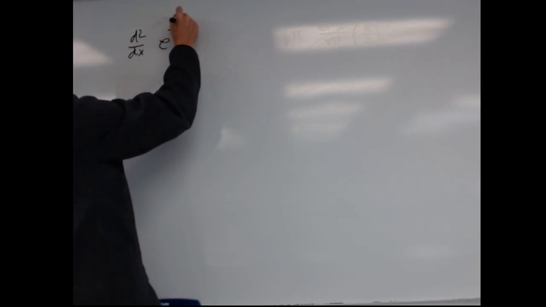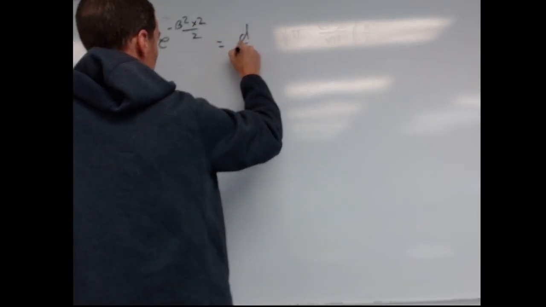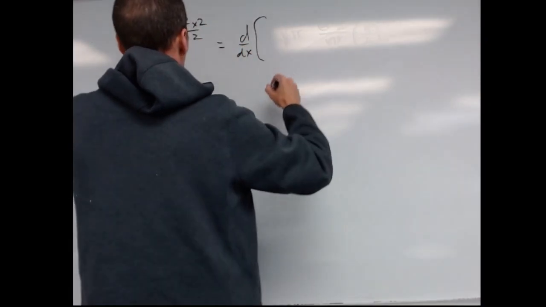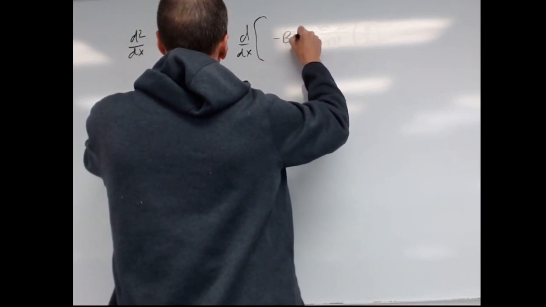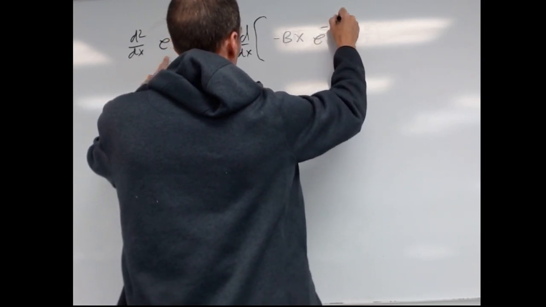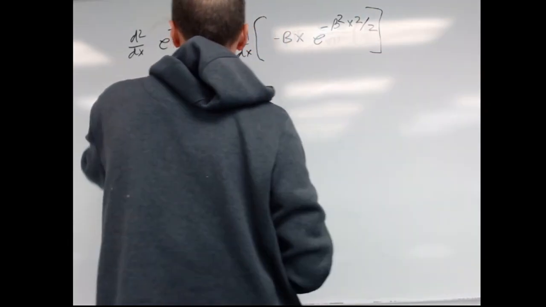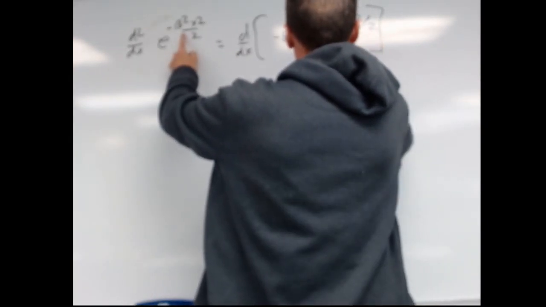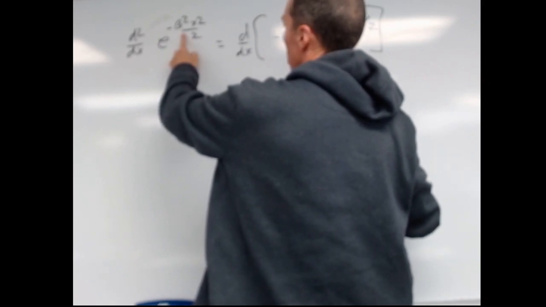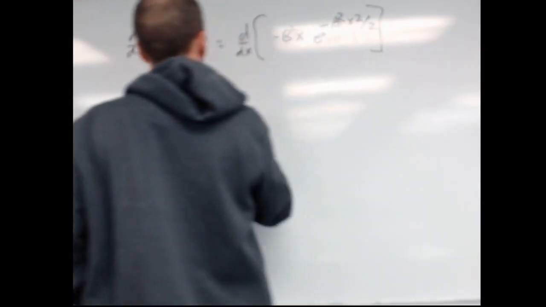D squared by dx squared on e to the minus beta squared x squared over 2 is equal to d by dx on the first derivative of this, which is minus beta squared x e to the minus beta squared x squared over 2. The beta squared and the 2 cancel, so I get a minus beta squared x. How do you feel about that? Are we good? Okay.